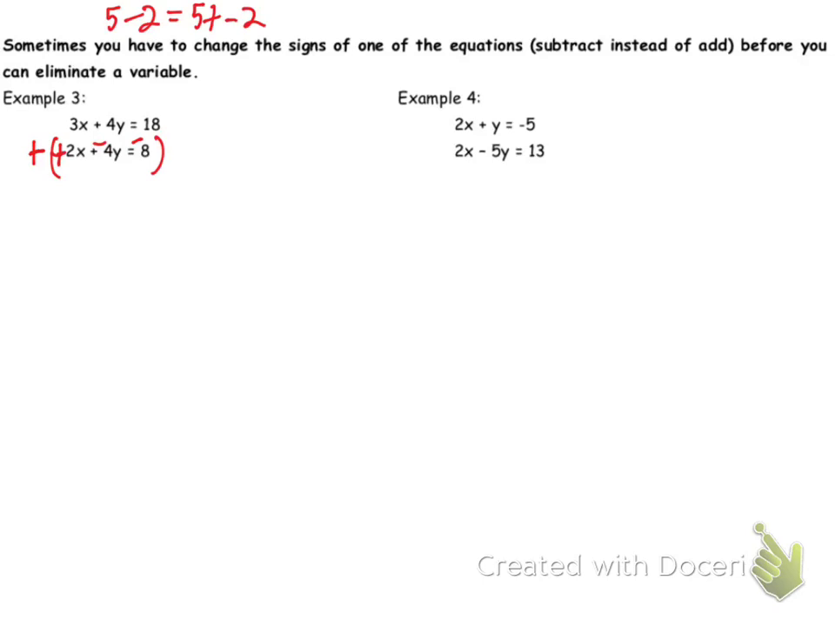So now we add vertically just like we would have before. So what's 3x plus 2x? 5x. What is 4y plus negative 4y? 0. We get rid of it. Equals. What's 18 plus negative 8? 10. So we end up with 5x equals 10. So Nico, what does x end up being? 2, because we divide both by 5. And x is 2.